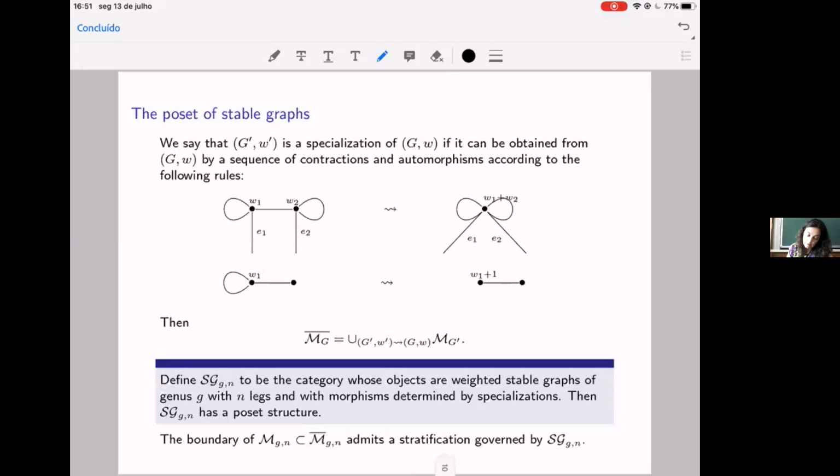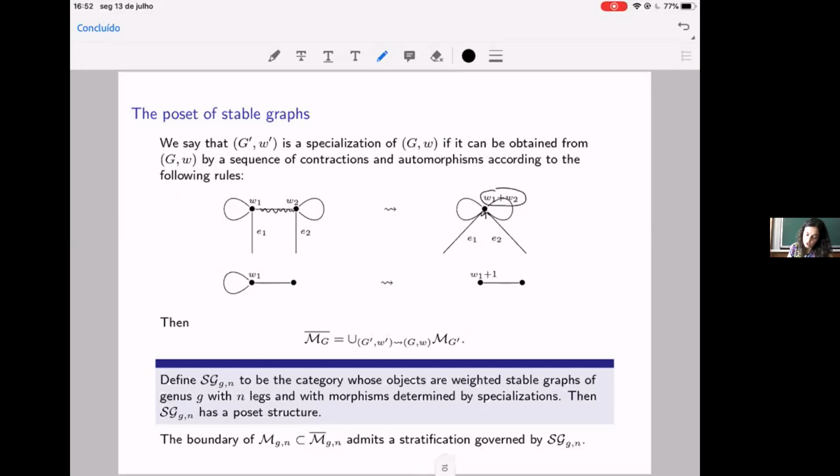So take a weighted graph (G, w), and we say that another graph (G', w') is a specialization of the first one if it can be obtained from the other one by a sequence of contractions and automorphisms according to the rules that I describe here. If you have a graph like this with two legs, two weights, imagine that we are contracting this edge over here. In the end, the two legs just get incident to the vertex that you get, and you just sum up the weights.